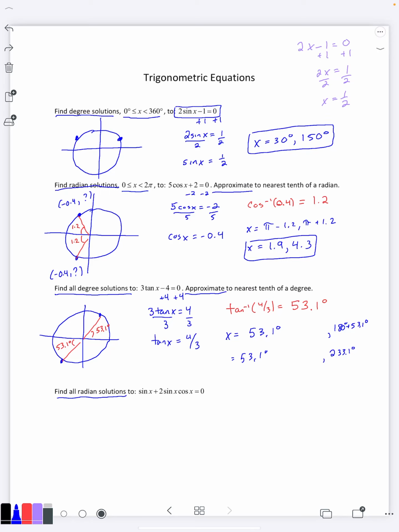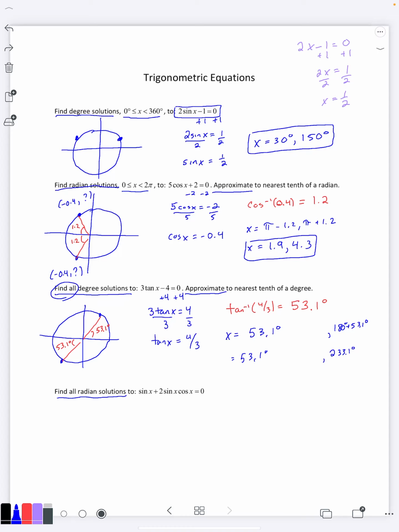Now I left a little space here because we did not deal with the fact that they asked us to find all possible degree solutions, not just the ones around the circle one time. They want you to be able to go around the circle any number of times and still find your answer. Now here's the way we're going to do that.